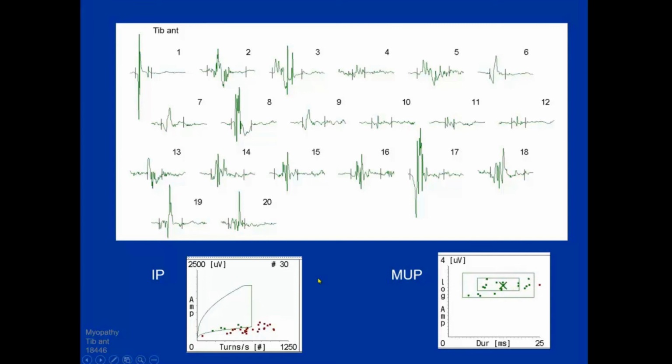But when we look at exactly the same muscle with the turns amplitude, then we see all the small spikes that do not show up in the MUP analysis. But here we see the low amplitude and the increase in number of turning points. So the two techniques complement each other.